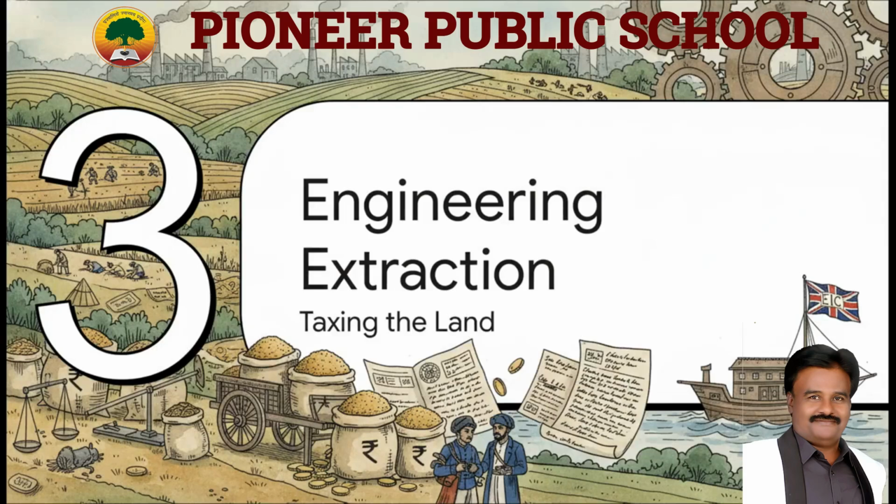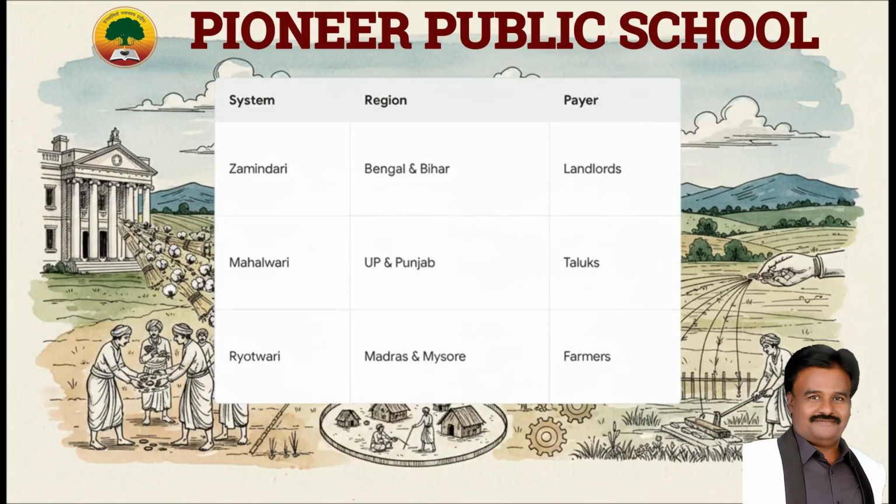Okay, moving to Section 3, engineering the extraction. So, the huge question here is, how did the British extract wealth from this newly deindustrialized, heavily agricultural landscape?